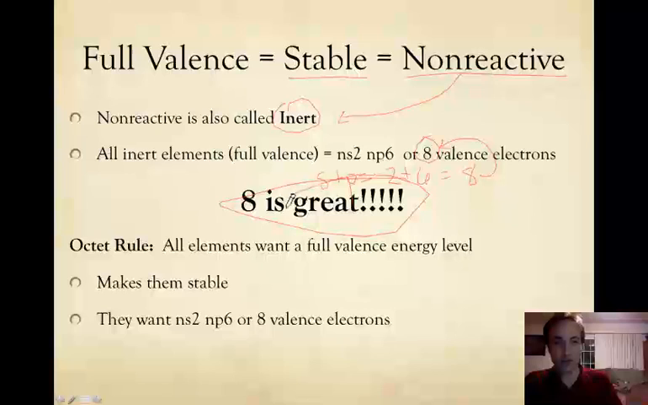8 is great. Okay, in other words, we have something called the octet rule. All elements that have a full valence energy level have 8 valence electrons. It makes them stable, means that their ns2 plus np6 will add up to 8 valence electrons.